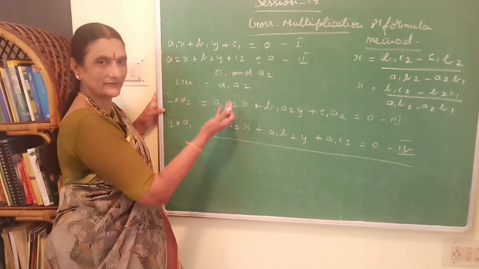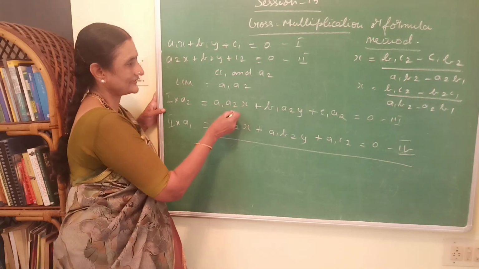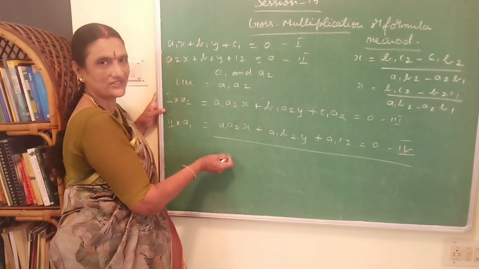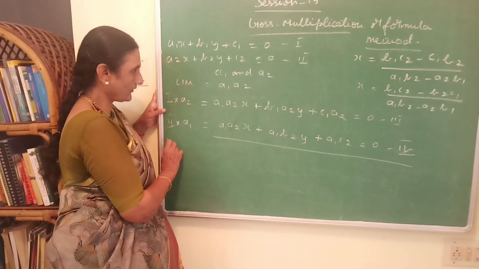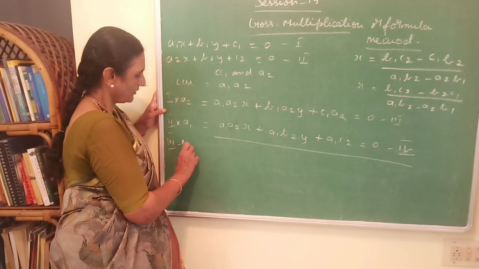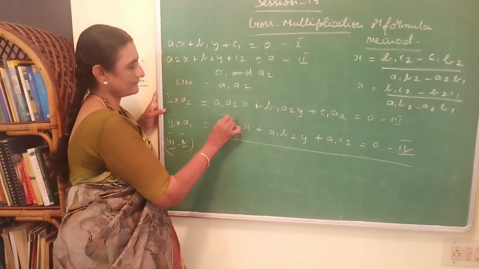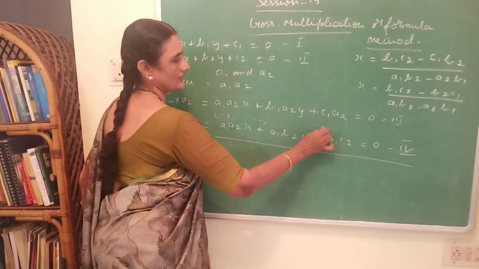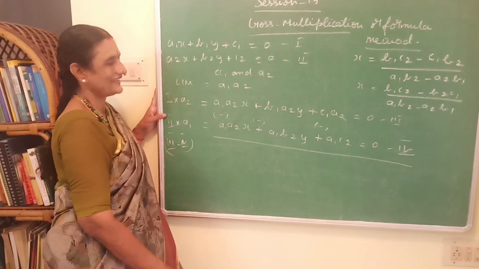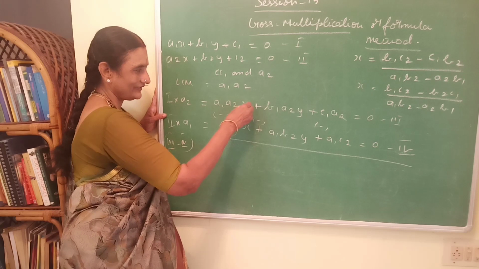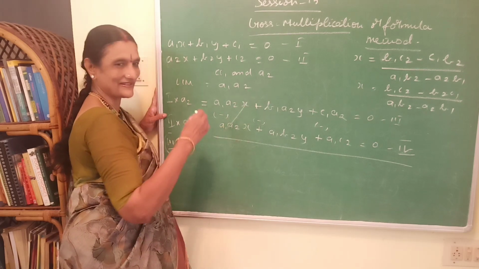Now look at both the equations. The third and fourth have the same coefficients for X. Therefore, I am going to subtract equation 4 from equation 3. So, if I subtract, signs will change. Are you getting it? If the signs change, these two terms will get cancelled.